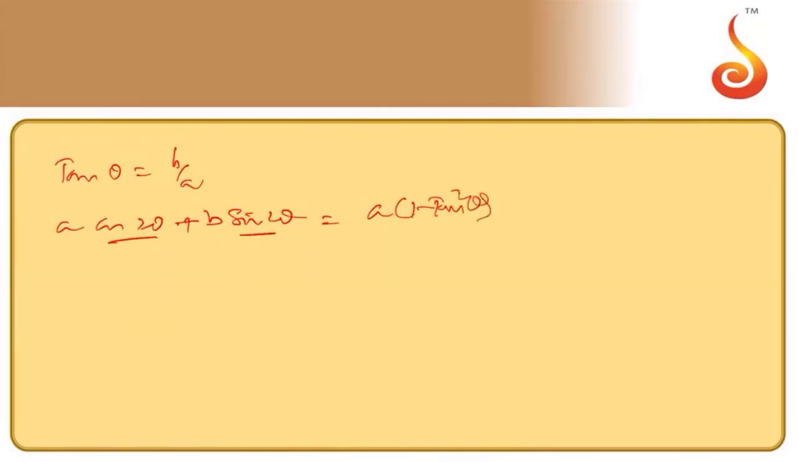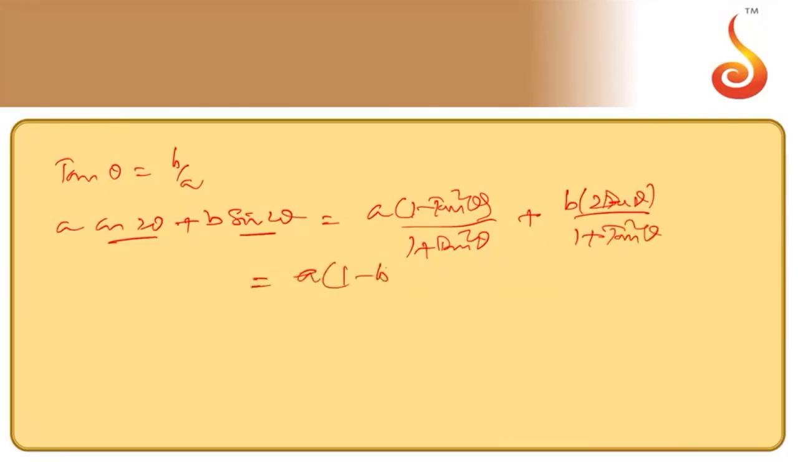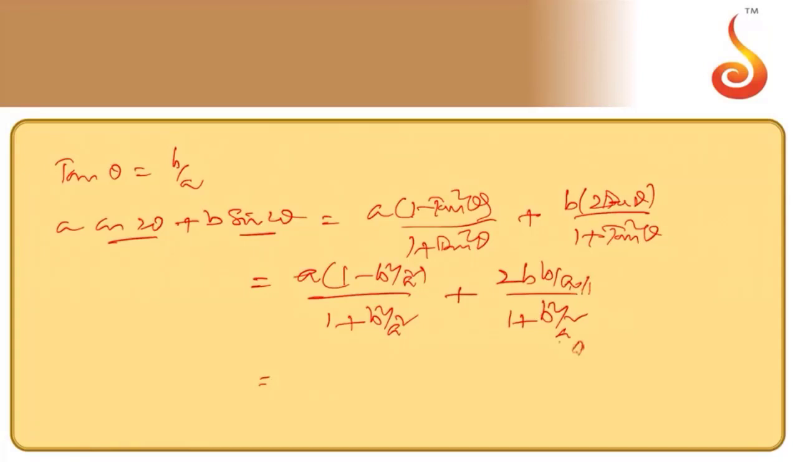It is a multiplied by 1 minus tan square theta by 1 plus tan square theta, plus b multiplied by 2 tan theta divided by 1 plus tan square theta. So with tan square theta as b square by a square, it is 1 minus b square by a square divided by 1 plus b square by a square, plus 2b multiplied by b by a divided by 1 plus b square by a square. So why don't you take the LCM here? When I take the LCM a square, one a comes to the numerator.